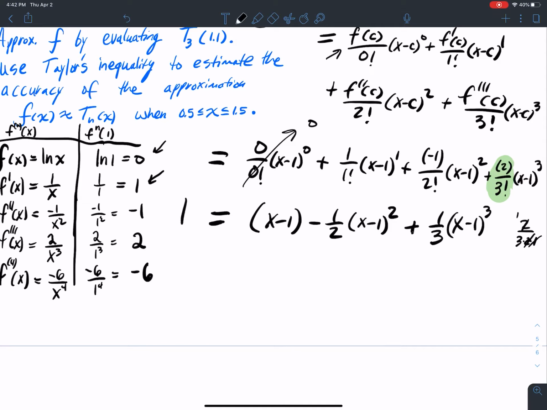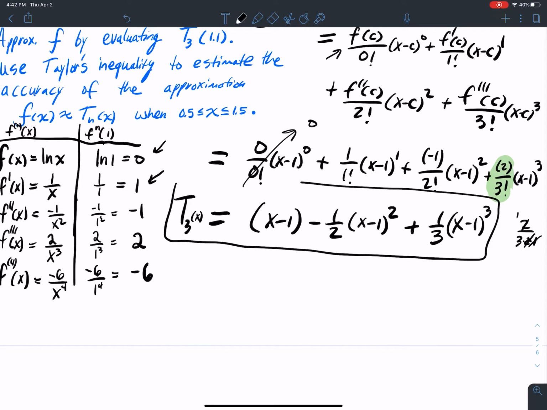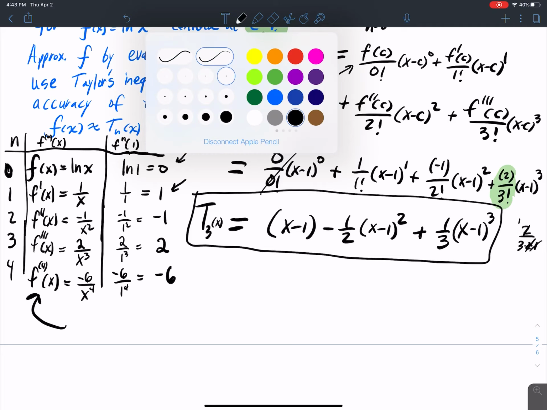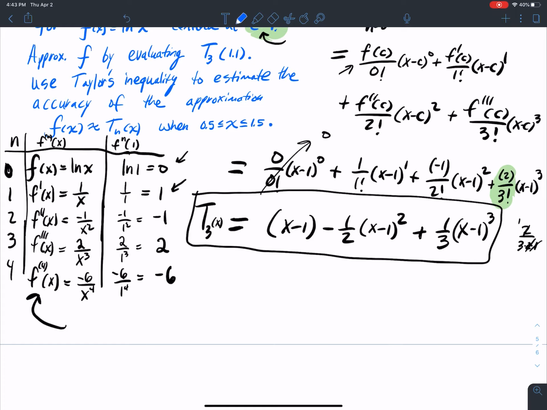So this is my T3. It looks like I went out just one too far, but in reality, I didn't go out one too far, because we'll use that here in a second. So if you want a T3, go out to at least n equal to 4. So what was I asked to do? Approximate f with T3, so T3 evaluated at 1.1.